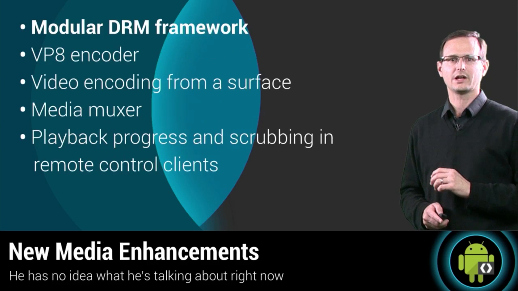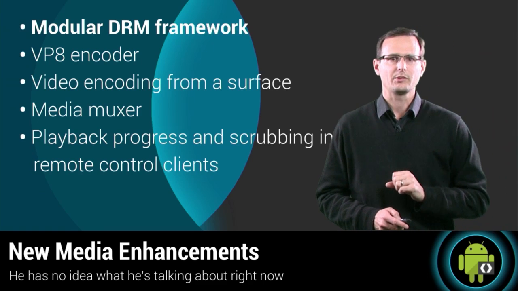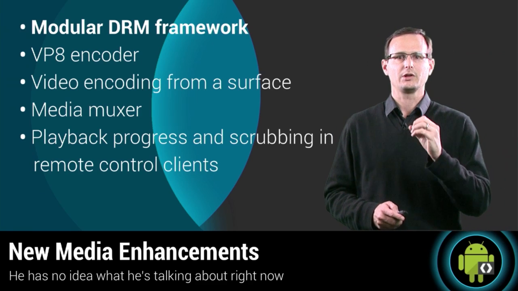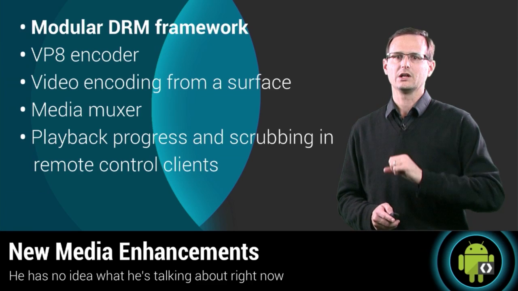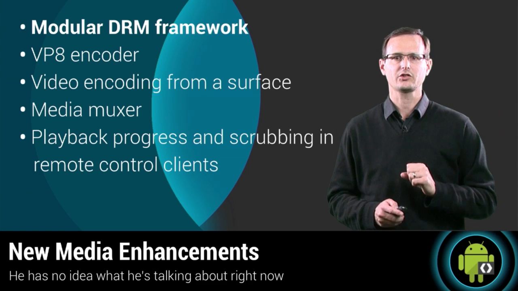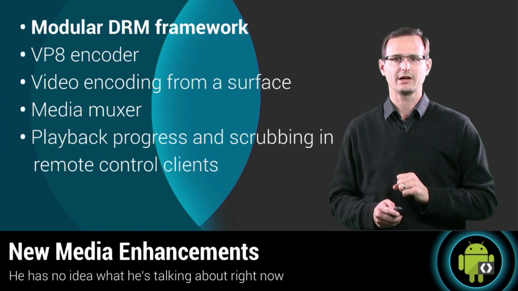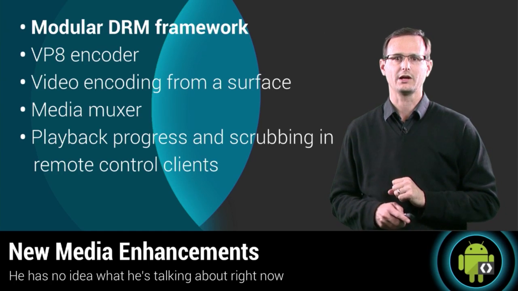There are also a number of enhancements to Android's media stack, starting with a modular DRM framework that makes it easy to integrate DRM into your preferred streaming protocols, such as MPEG-DASH. The new MediaDrm class is a modular solution that separates DRM from media playback, so, for example, you could play back Widevine encrypted content without having to use the Widevine media format.